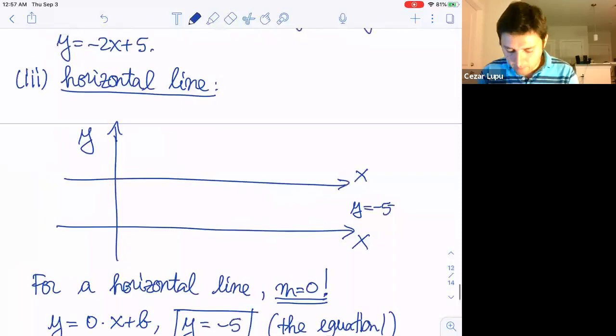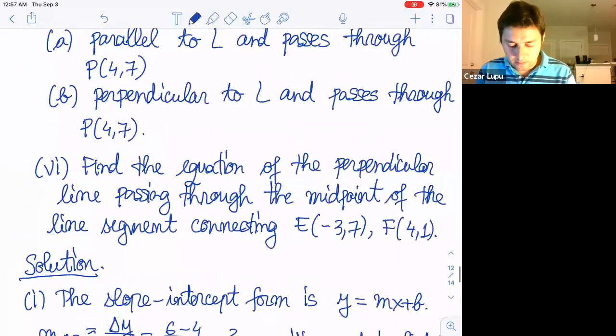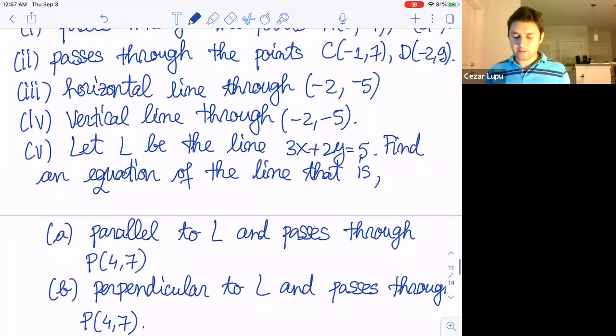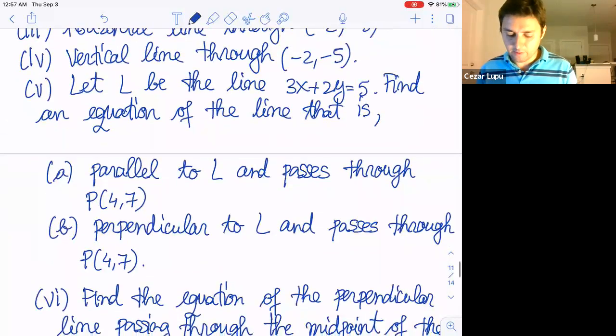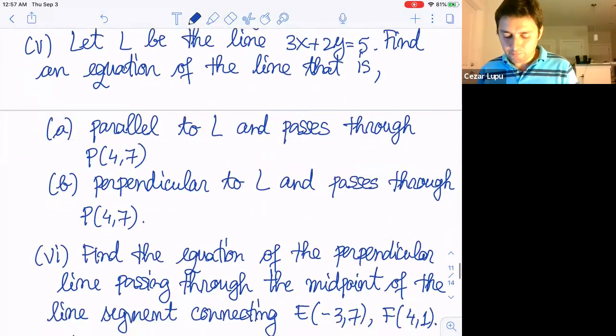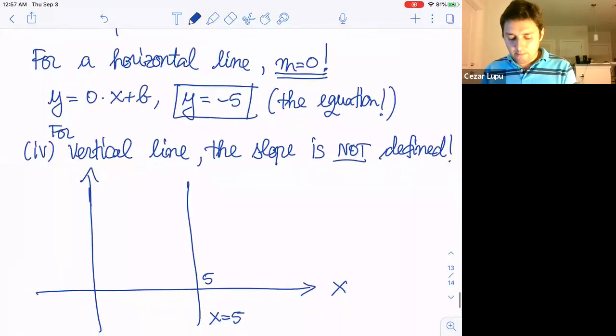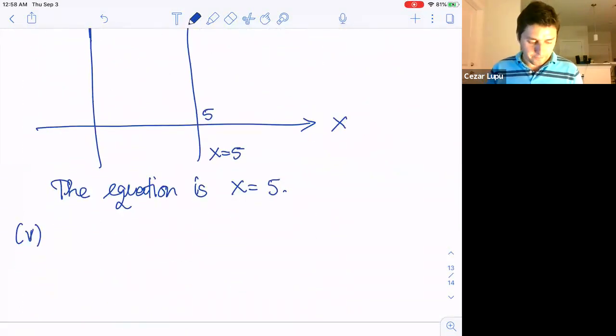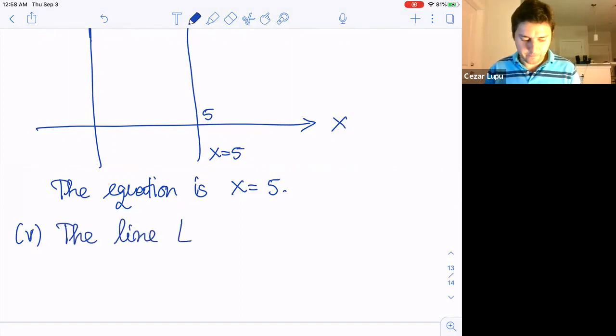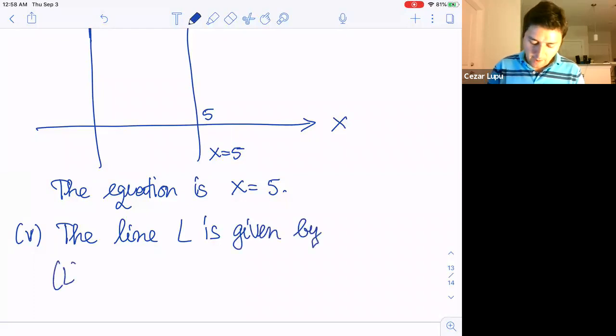Now let's see the fifth one. For the fifth one, if I remember correctly, I have that line, 3x plus 2y equals 5, and I need to know the line that passes through. Let's see. The line L is given by, and let's write it in this way, L is 3x plus 2y equals 5, right?